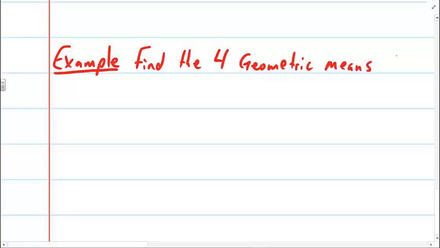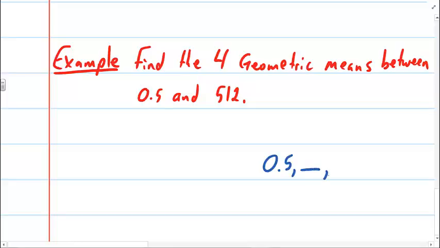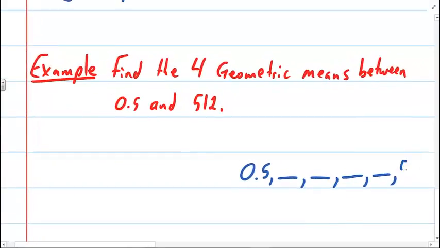So the example here says find the 4 geometric means between 0.5 and 512. Okay, if I start with kind of the end in mind, I know that I'm going to have this 0.5, and there are 1, 2, 3, and 4 missing pieces, and then it will give me the number 512, and I just have to find out what pieces go in there. I'm going to do that with my formula.